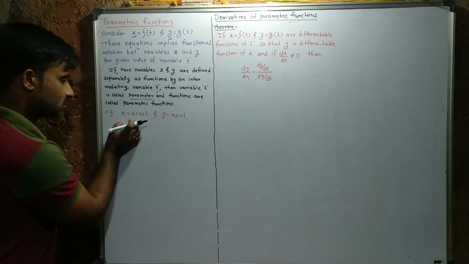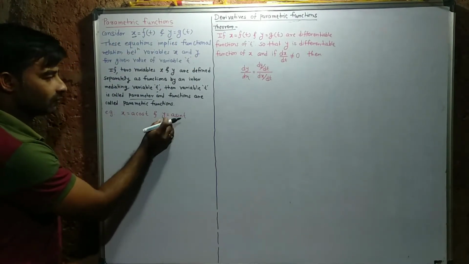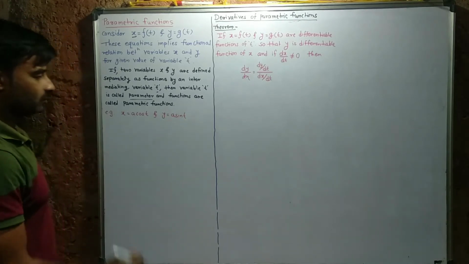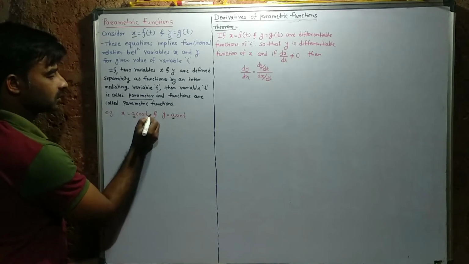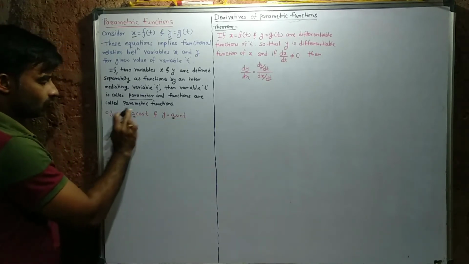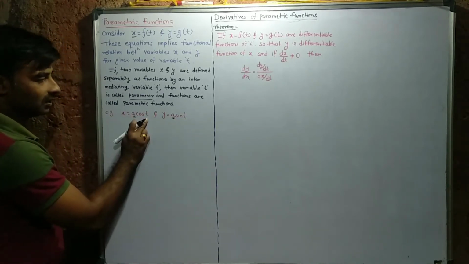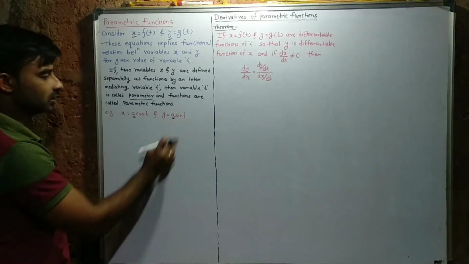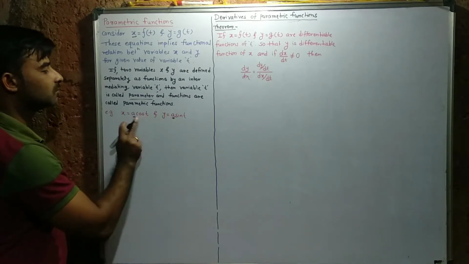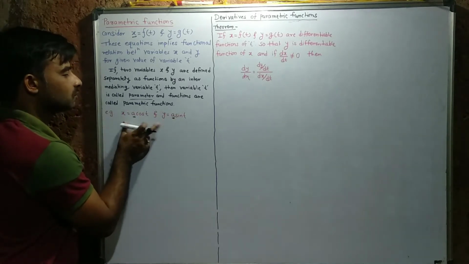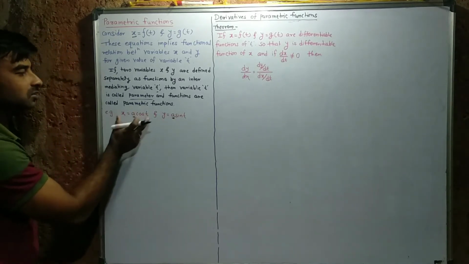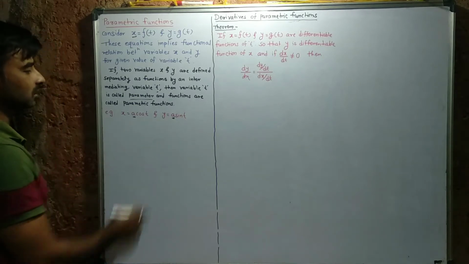For example, x is equal to a cos t and y is equal to a sin t. Here a is a constant, and t is nothing but a parameter. That means the value of x depends on t and the value of y also depends on t. So t is an intermediate variable between x and y, and it gives the relationship between x and y.